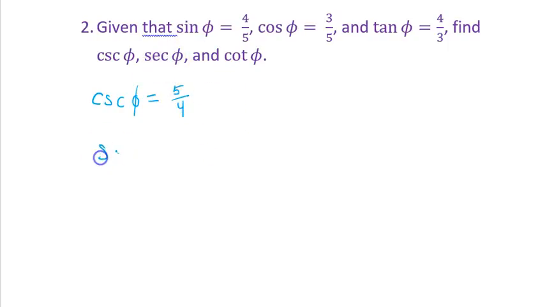Secant phi is paired with cosine. So if cosine is 3/5, the secant would be 5/3. And then finally, cotangent is paired with tangent. So to find the cotangent of phi, I would just flip the tangent, which would be 3/4.